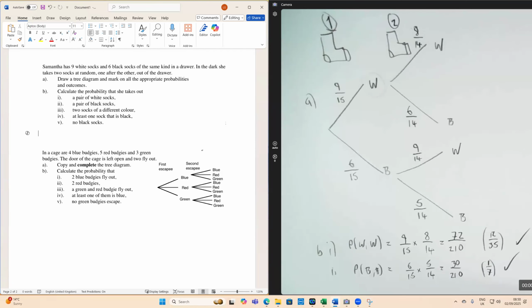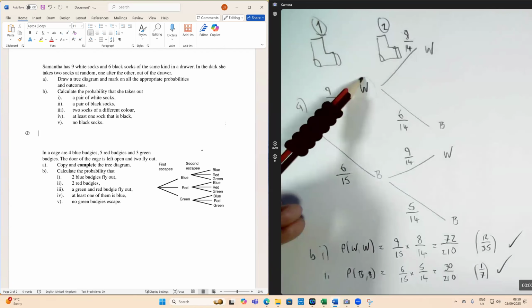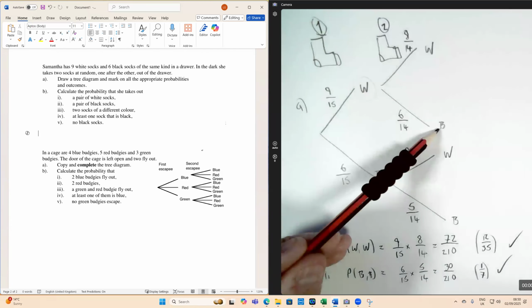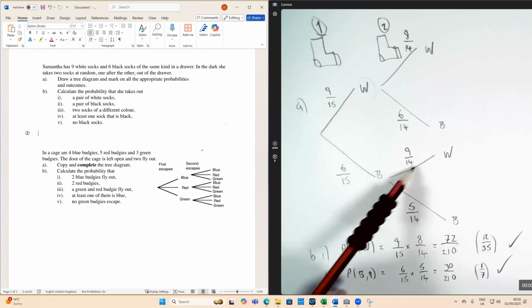So far, so good. 2 socks of a different color. Well, let's think about that. If there are 2 socks of a different color, we could have the probability of a white sock followed by a black sock, or we could have the probability of a black sock followed by a white sock.